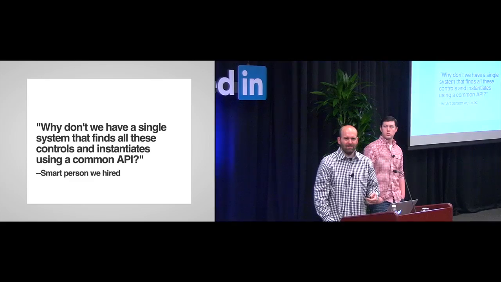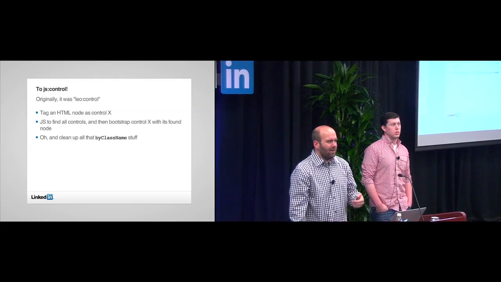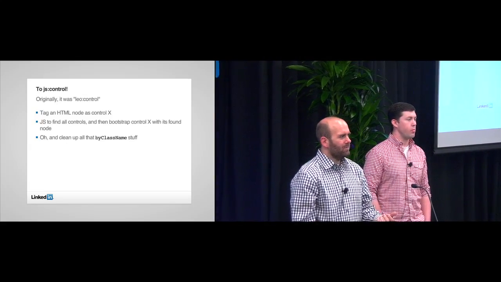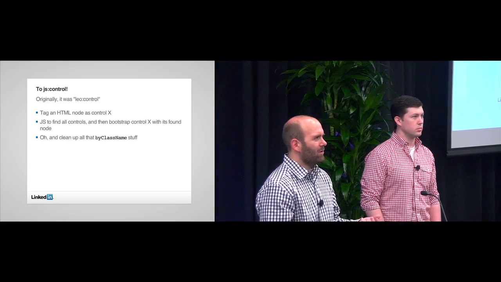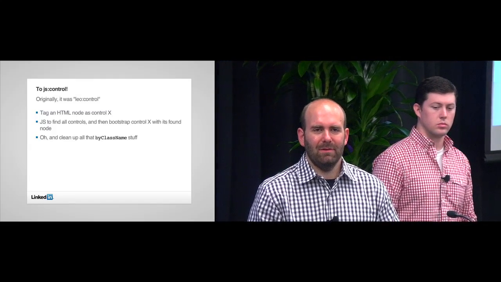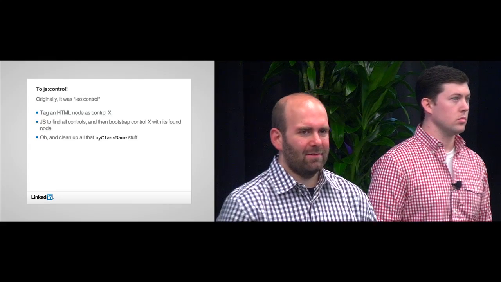And we did actually hire that person. It was just literally months before I had joined on. What we ended up creating was JS control. A little bit of trivia, it was originally called Leo control. So what it is, a shared TMPL tag, and we'll dive into what that actually is. It allows us to tag a DOM node as control X, like this is a carousel.